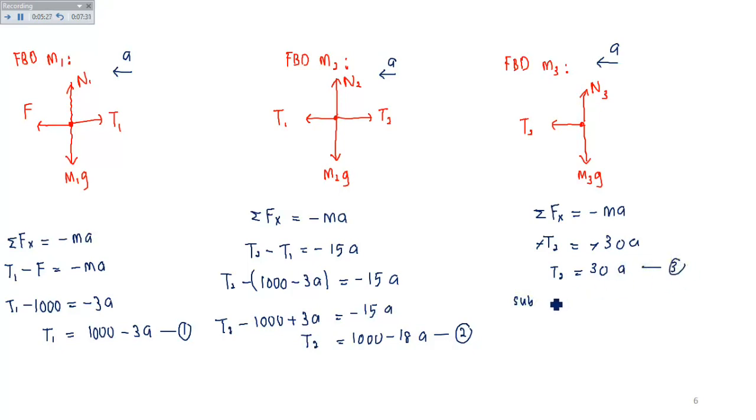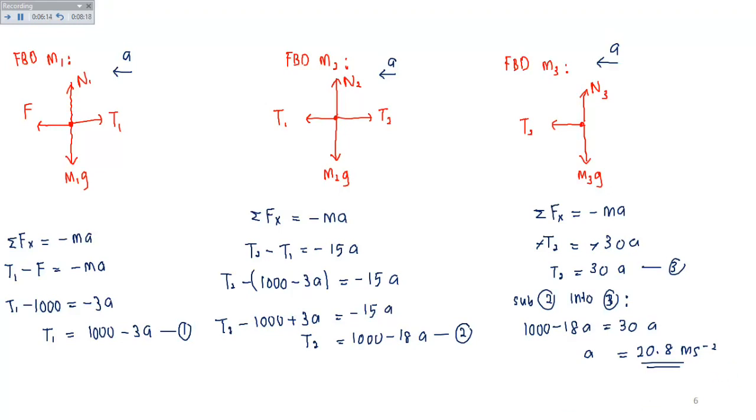So saya substitute second equation into third equation. Okay, so we will get 1000 minus 18A equals 30A. So A, okay, solve this equation, rearrange, and we will get A equals 20.8 ms negative 2. Okay, so dah settle soalan pertama. Soalan pertama minta kita cari acceleration dan kita dah dapat value of acceleration is 20.8 ms negative 2.